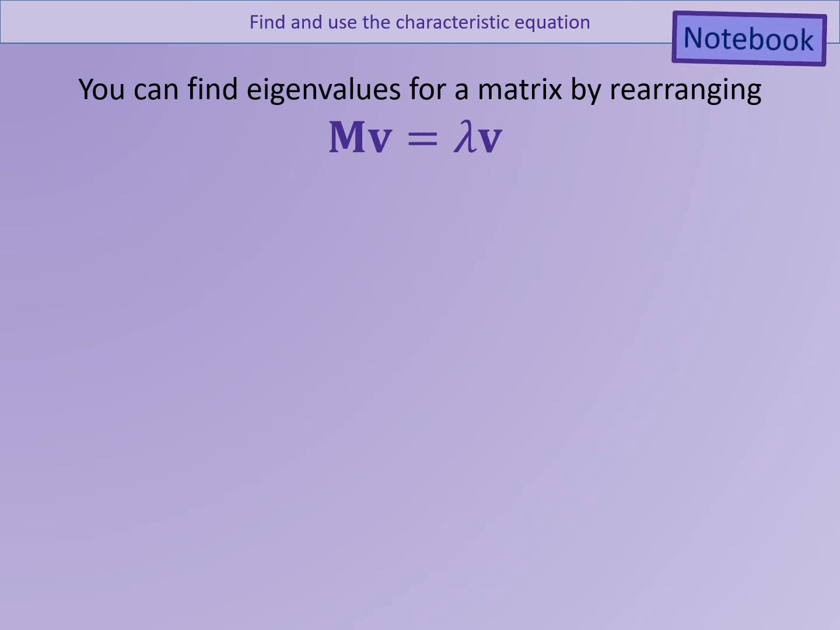So you can find eigenvalues for a matrix by rearranging it. It's a little bit more tricky to actually find the eigenvalues and therefore find the eigenvectors of just a general matrix. So that's what we're going to look at now. So grab your notebooks, let's just go through these steps relatively slowly just to make sure you're happy with them.